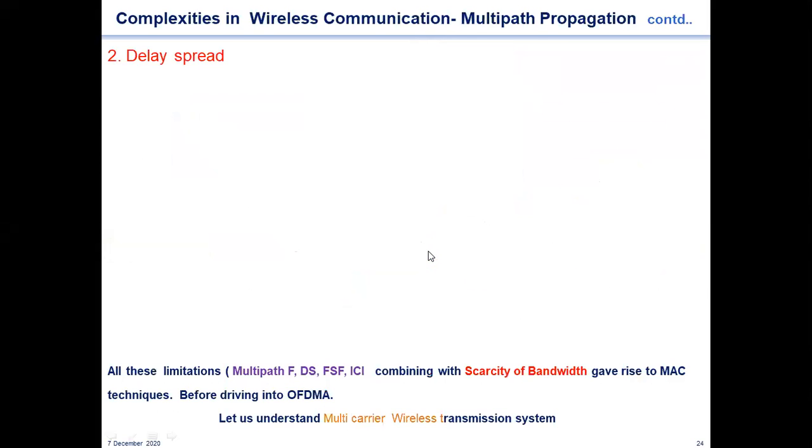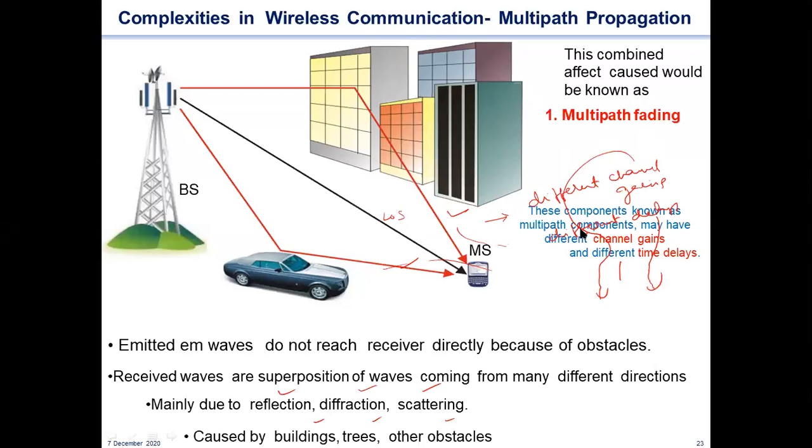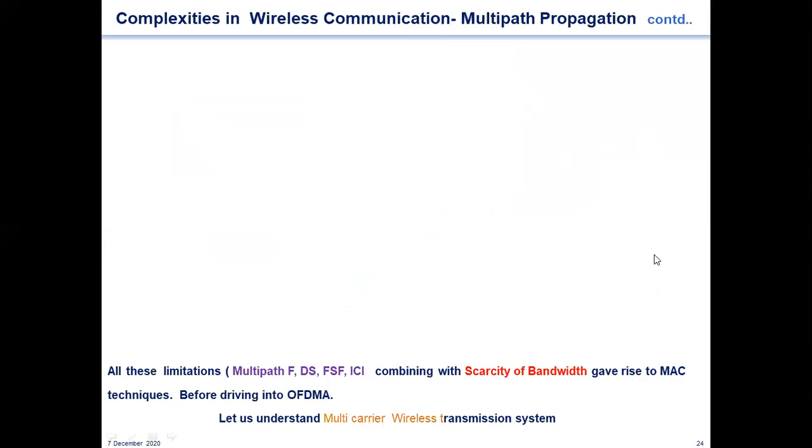You can see here, this is what is called the delay spread. We can see multipath fading. We have seen these components known as multipath components; they will have different channel gains and different time delays. Now coming to the delay spread, as a consequence of the multipath propagation, the duration of the symbol gets extended. That is what I have discussed earlier.